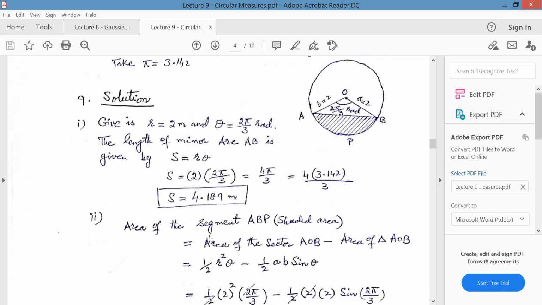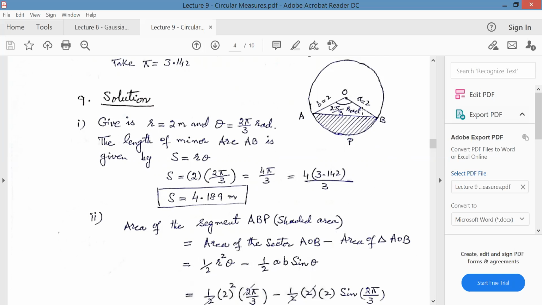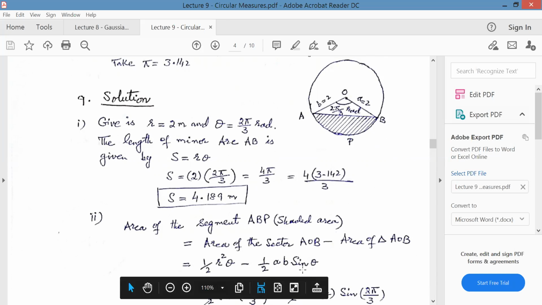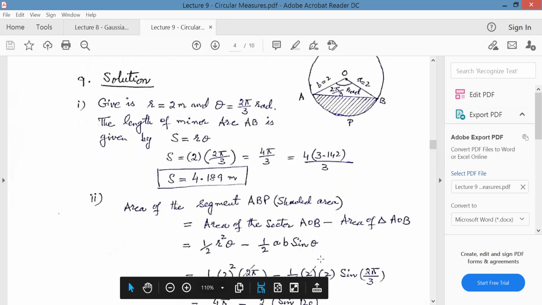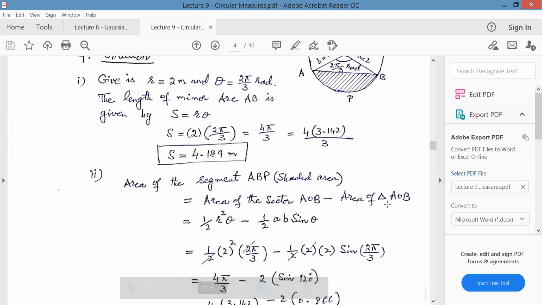The formula for the sector, which you have just studied, is 1 by 2 r squared theta, the area of the sector, minus, for an oblique triangle, this is the oblique triangle OAB. If two of these sides are known and the angle in between is known, then we use this formula: half ab sin theta. You will study this further ahead, but nevertheless you have studied it in your intermediate. Half ab sin theta is the formula to find the area of a triangle. This is an oblique triangle. a and b are the two sides and theta is the angle in between these two sides.